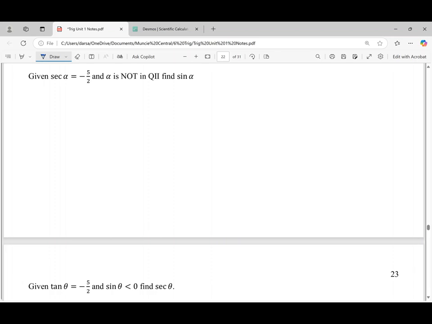In this problem, we're given that the secant of angle alpha is -5/2 and the angle is not in quadrant II. And all it wants us to do here is to find the sine of the angle alpha.